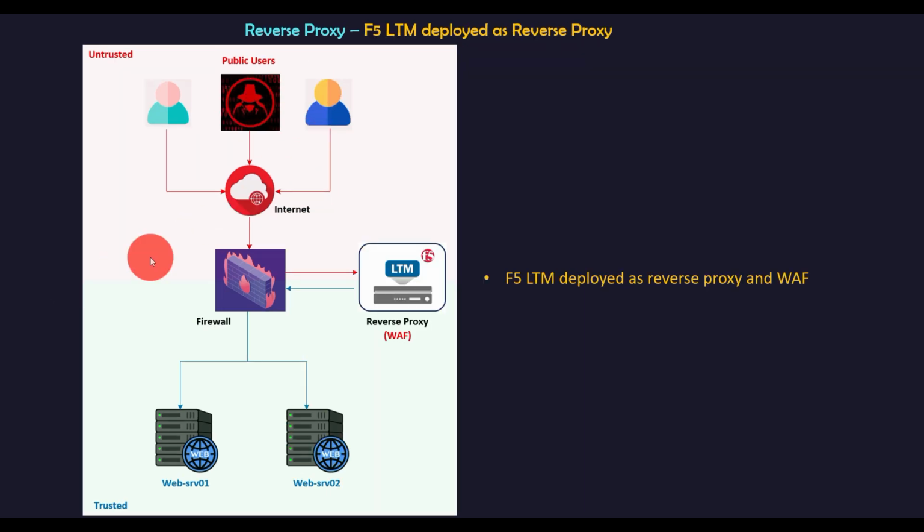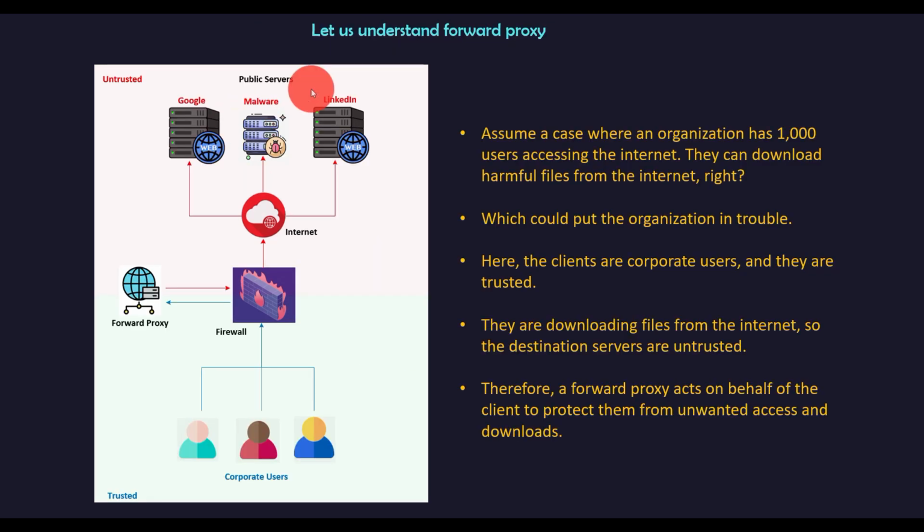Hope this helps you to understand how a reverse proxy works. In our case, we are going to deploy F5 LTM as the reverse proxy. Since we understood the reverse proxy, let us understand the forward proxy as well. Assume a scenario where an organization has 1000 users accessing the internet. They can download harmful files from the internet, correct? Which could put the organization in trouble.